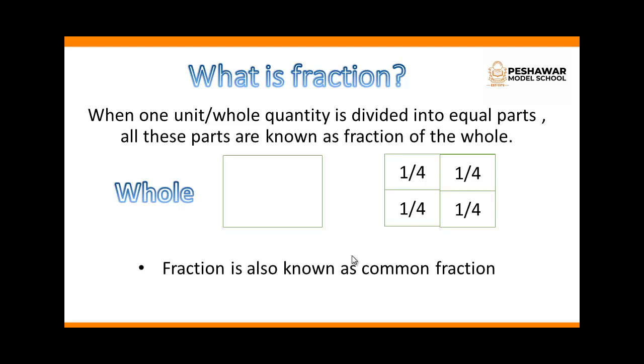Let us look at this example. I have this square. Now I am going to divide this into 4 equal parts. So all these parts are known as a fraction of the whole. Here all parts are equal to 1 over 4th of fraction.